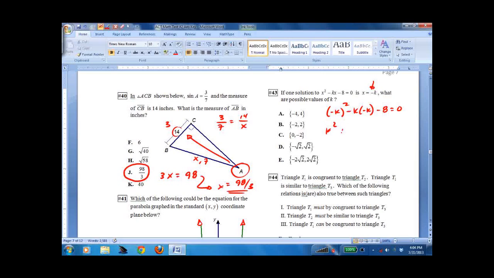k squared plus k squared minus 8 equals 0. 2k squared equals 8. That means k squared equals 4. That means k equals plus or minus 2. What I recommend doing, if you have time, is going back and making sure that one's done correctly by checking those answers. If you put in 2 for k, you should get negative 2 as an answer, and vice versa. And that's again why I said it's confusing with this negative up there.